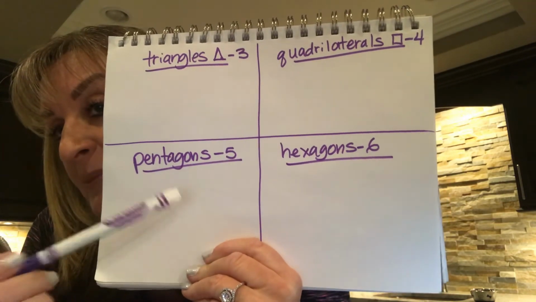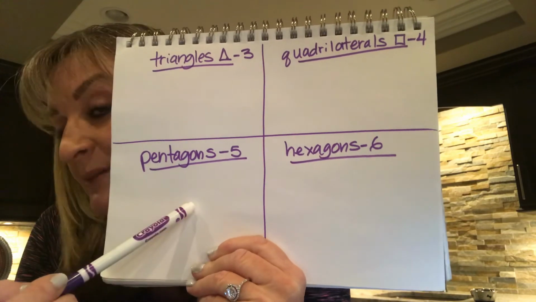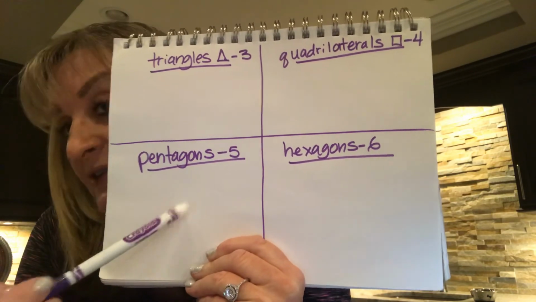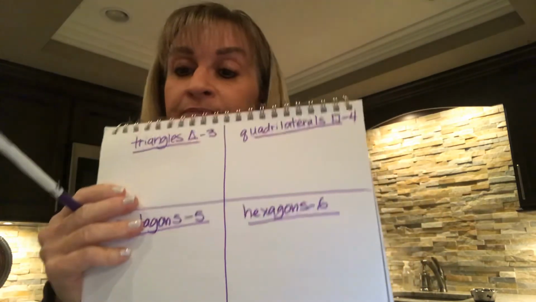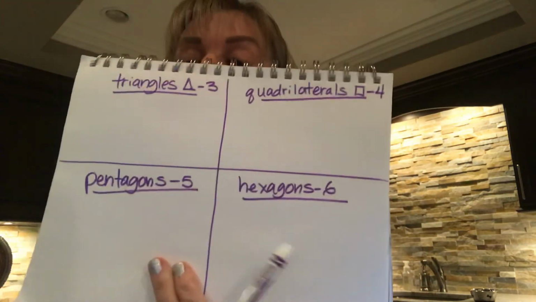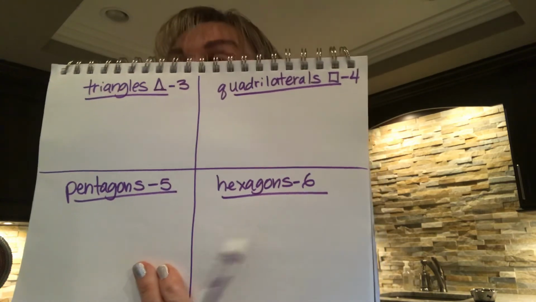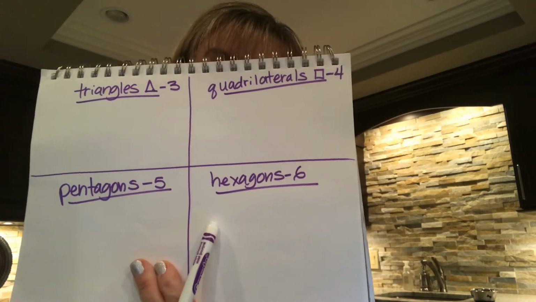Pentagons, you need 3 pentagons. It has to have 5 sides. It can be any shape with 5 sides. And then the last one, hexagons. This one might be the trickiest one because it has to have 6 sides to it.